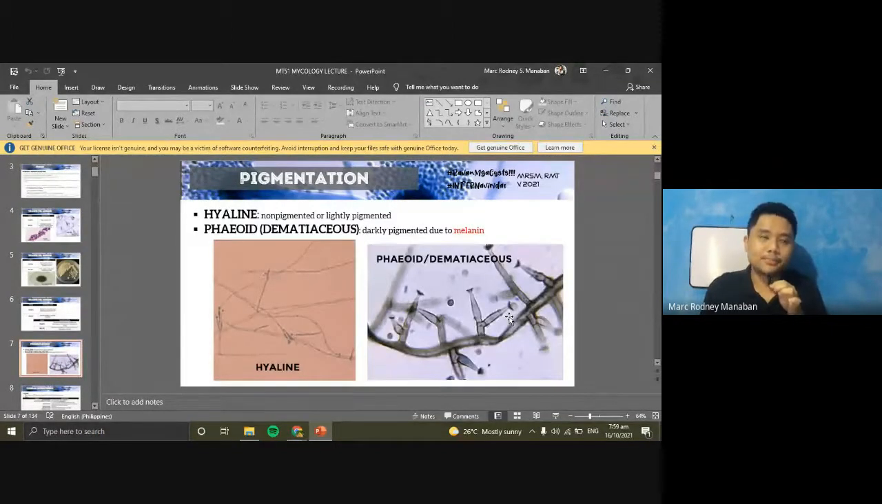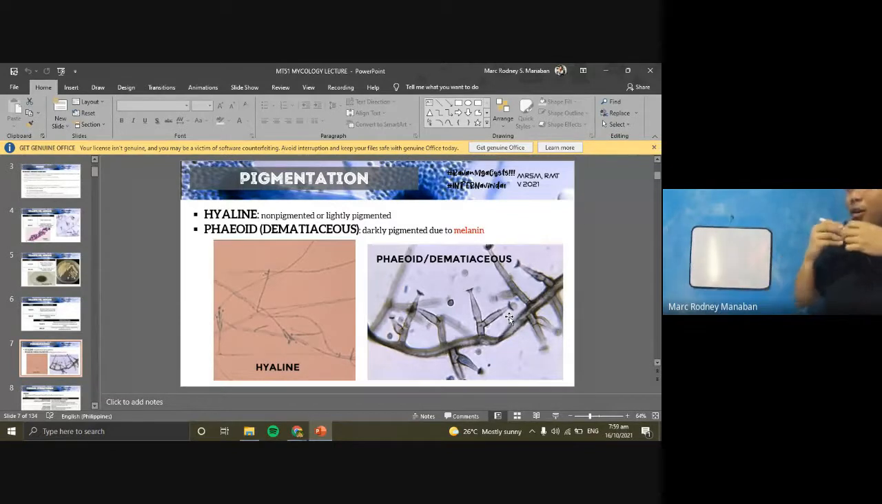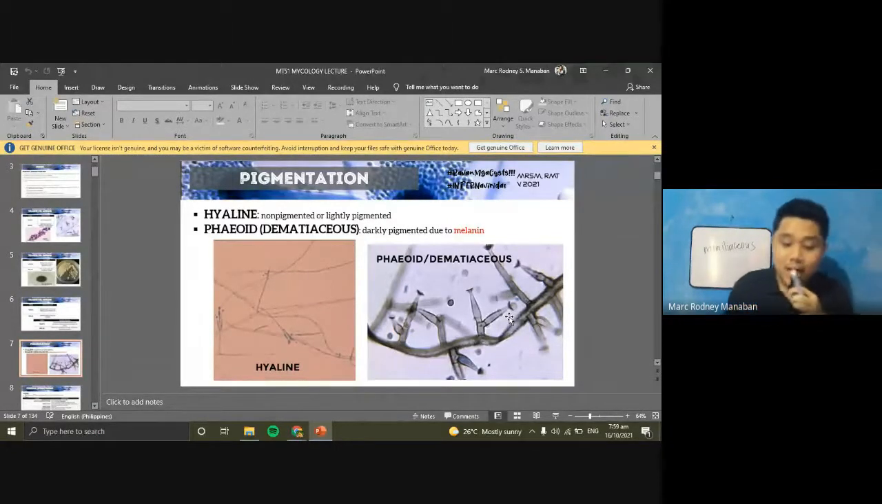Now we go to pigmentation, no? In fungi, they can be pigmented or not. If they are not pigmented, they are known as hyaline or moniliaceous. So they don't have any pigmentation. Moniliaceous, that's the other term for hyaline. In contrast, the opposite is, of course, the pigmented one, known as phaeoid or dematiaceous.